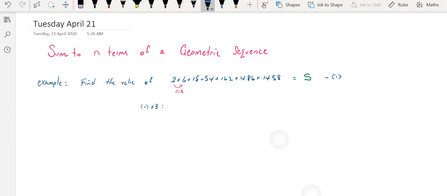Okay, so multiplying by 3, the first term becomes 6, the second term becomes 18, the third term becomes 54, the fourth term 162, 162 becomes 486. You can see that each term just becomes the next term, 1458, except we get one more term on the end here, which is 1458 times 3, which is 4374. Now that's going to be equal to 3S. I will call this equation 2.